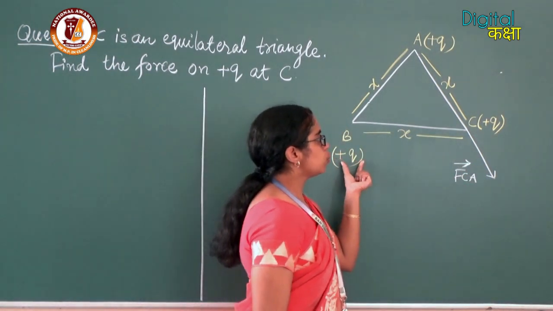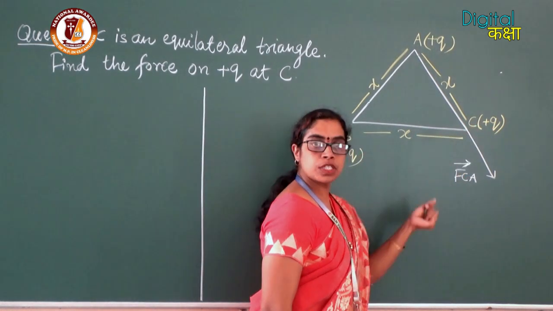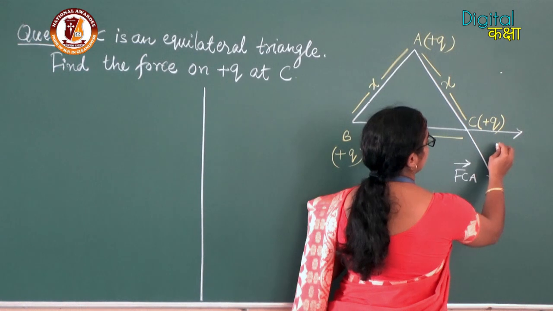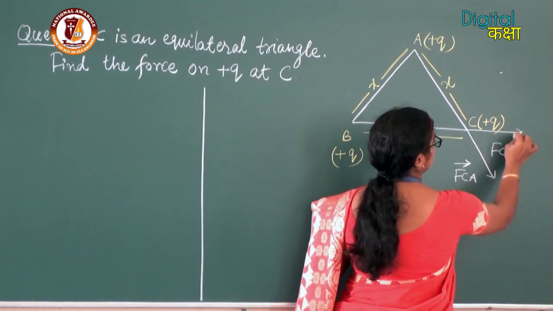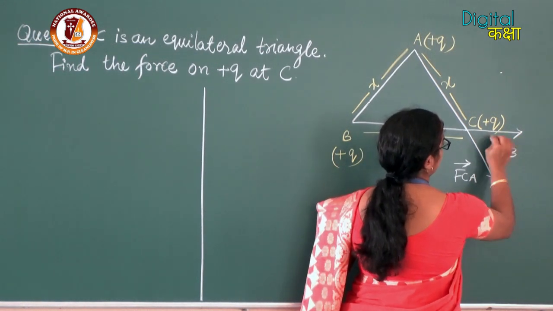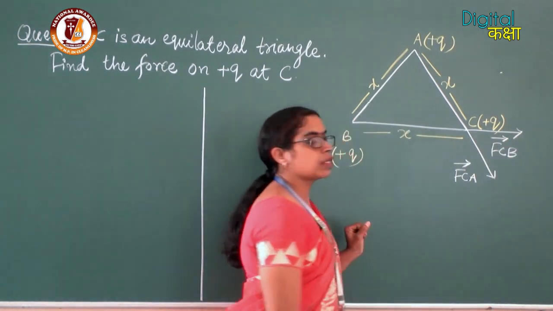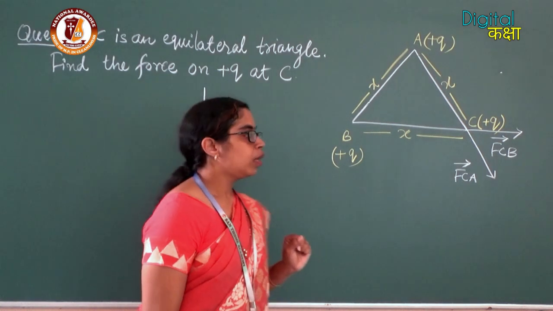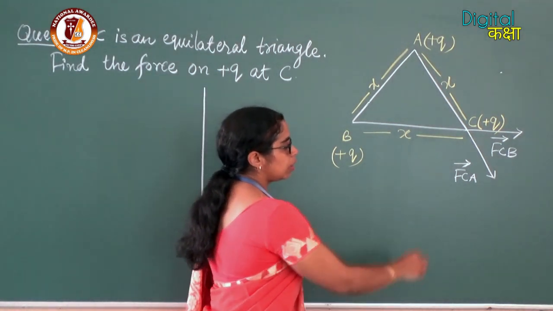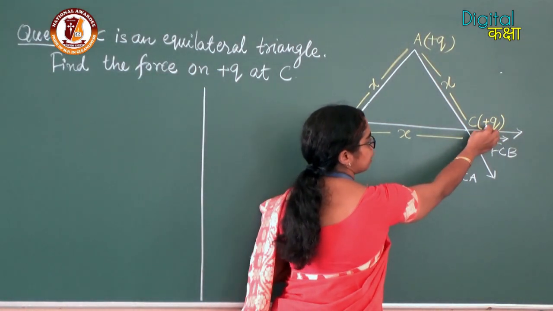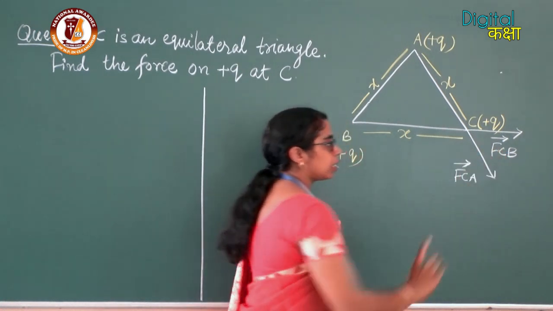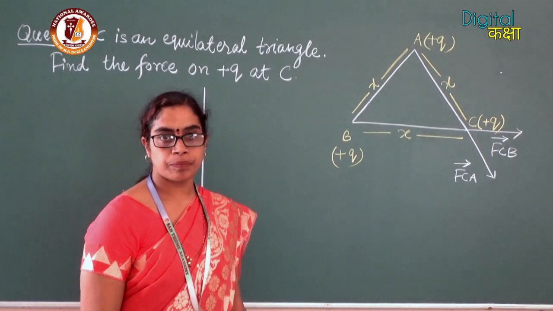Similarly, this plus Q charge will repel this plus Q charge. So the direction of the force will be given as in this right side direction and will be written as vector FCB. Now there are two forces here which are acting on this plus Q charge. One is vector FCA and the other is vector FCB.